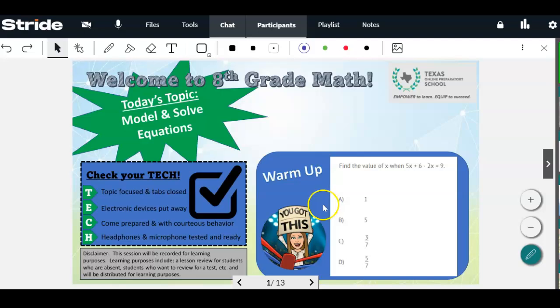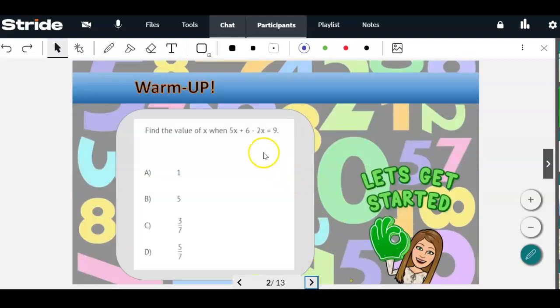Hello, in this lesson we will be modeling and solving equations. So we'll start off with a warm-up to get us going. We've been working with solving equations with variables on both sides. So let's just go through the steps without the calculator.